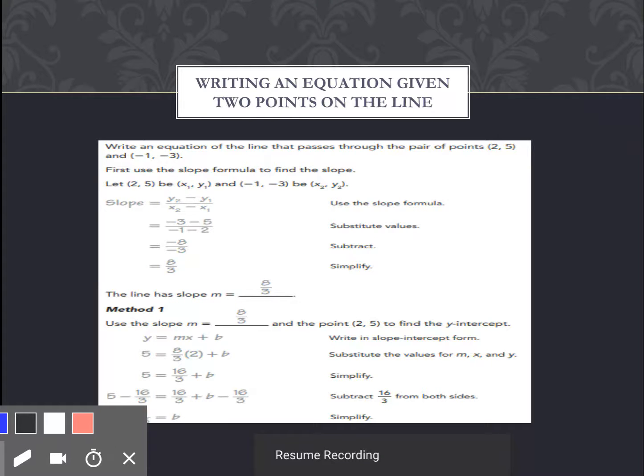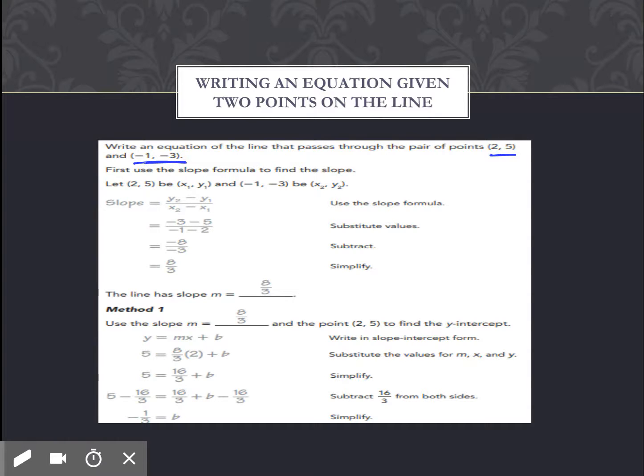Okay, now you're going to learn how to write the equation of a line given 2 points on a line. As you know, when you're given 2 points, you can always find the slope of the line. So that is your first step. Again, you want to find the slope of the line. So in this case, we have (2, 5) and (negative 1, 3).